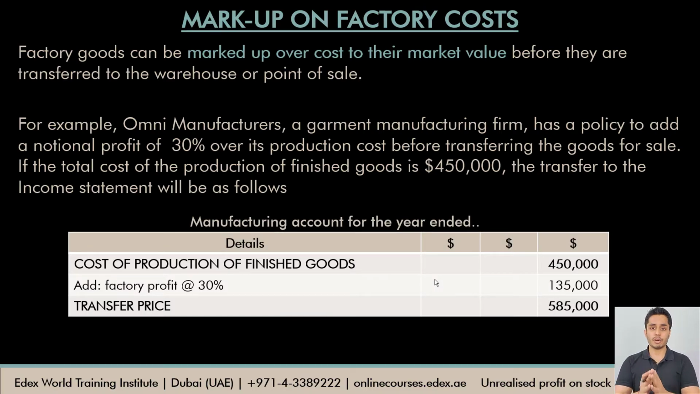See, they will take their cost of production, the final cost of production of the finished goods, 450,000. To that, they will add 30% markup or 30% factory profit. So the 30% is calculated on the cost, which is 450,000. We get 135,000. This profit is added to the cost to arrive at the transfer price, and the sales department will get these goods at 585,000. If the sales department wanted to buy these goods from the open market, they would roughly get it at the same price. That is the logic behind adding the factory profit.